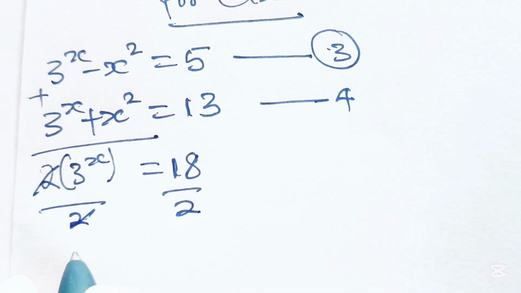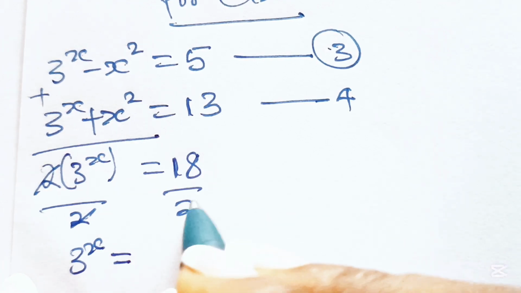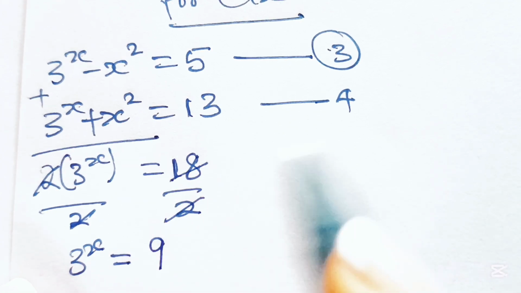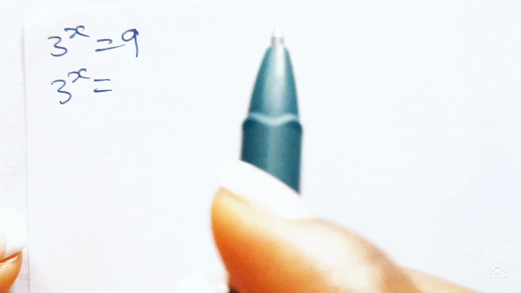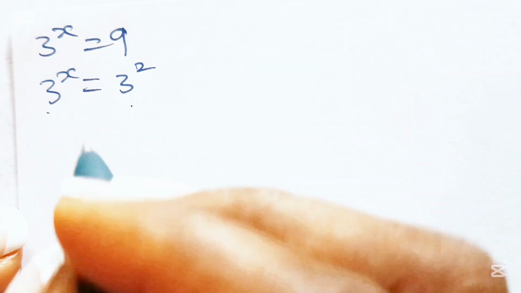Now 2 will cancel itself. We have 3 to the power of x is equal to 18 divided by 2 gives us 9. Permit me to draw this line here. Now at this point, this is what we have. So we have that 3 to the power of x is equal to 9. Okay, so 3 to the power of x is equal to 9 can be expressed as 3 squared, right? So we have the same base, so we can equate the powers to see that x is equal to 2.